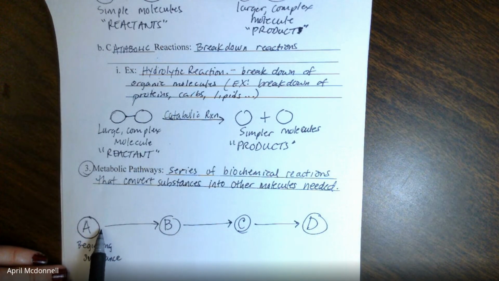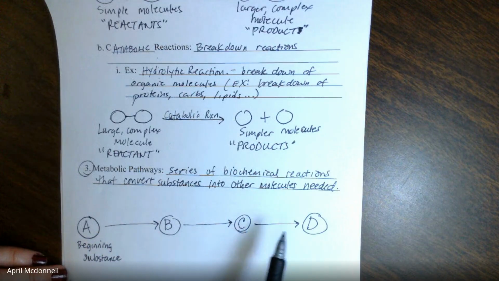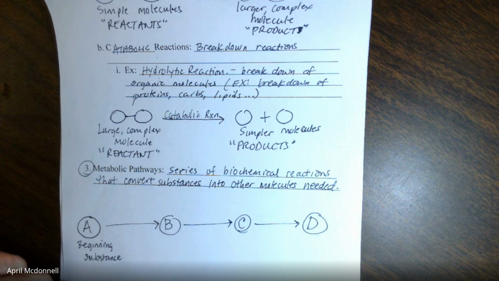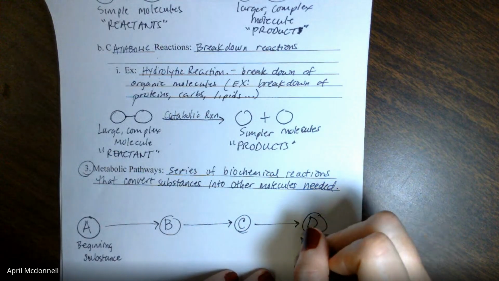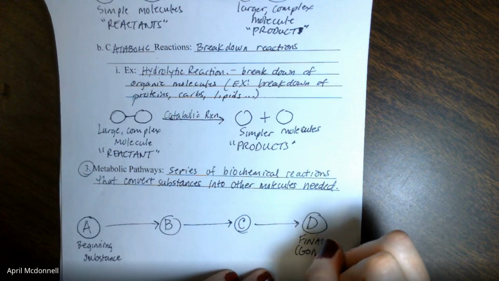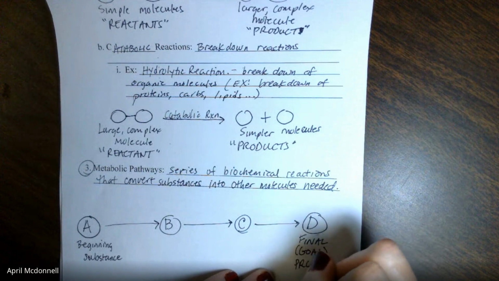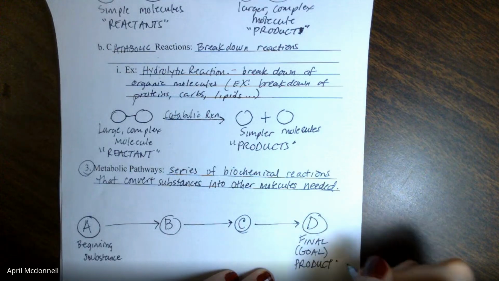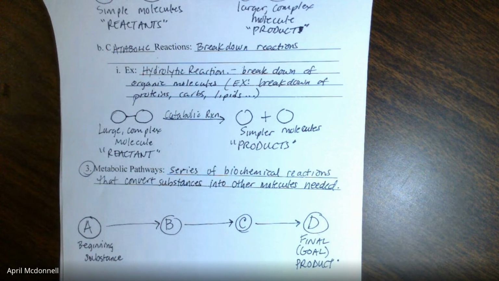A metabolic pathway is a series of chemical reactions that occur in order to produce a substance at the very end of the reactions, which is the final product. I like to also call this the goal product, since this is the reason that the metabolic reactions or the metabolic pathway occurred in the first place.